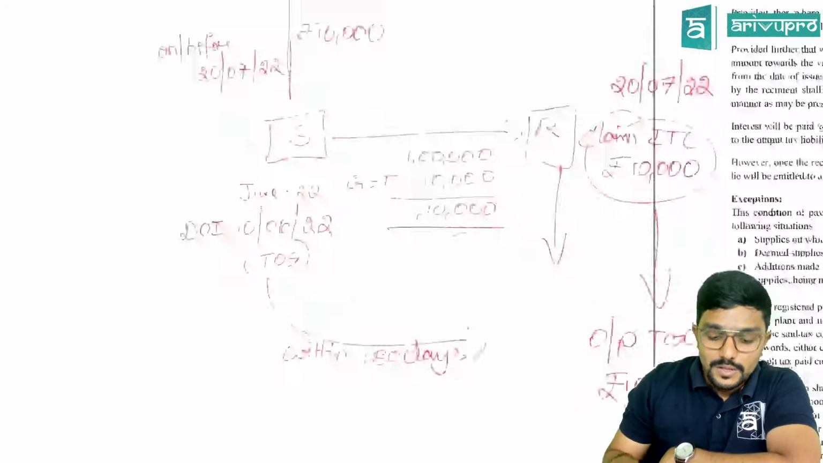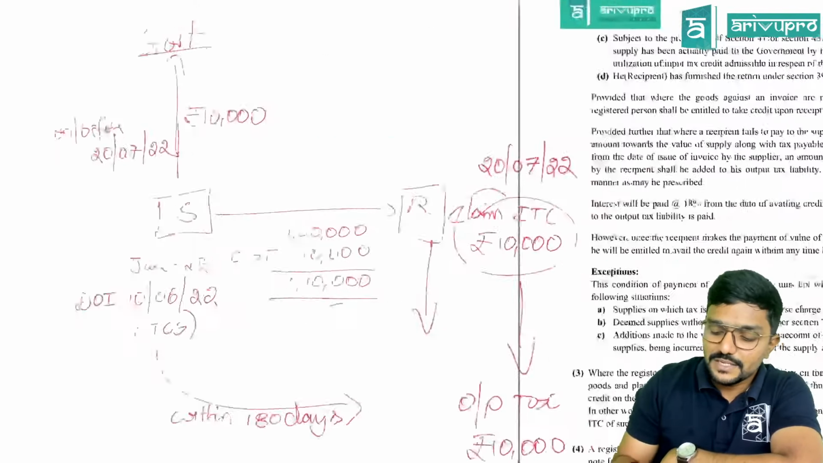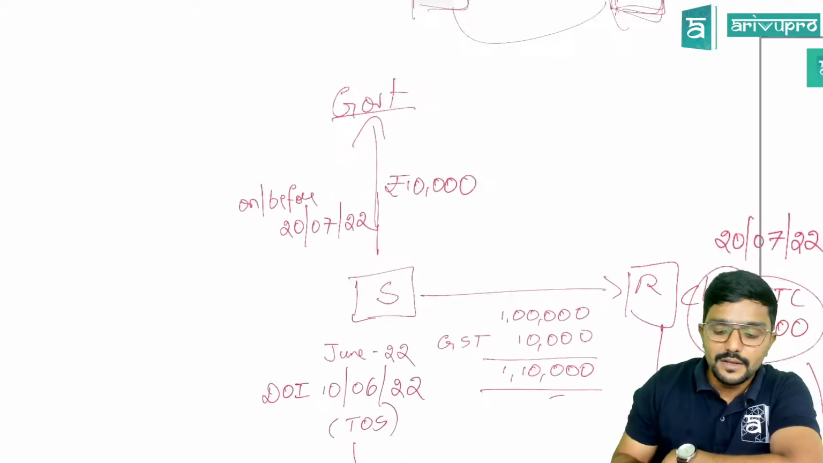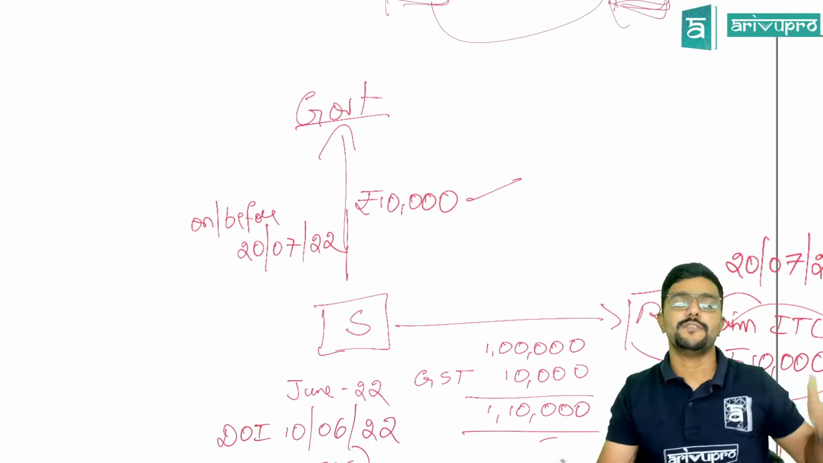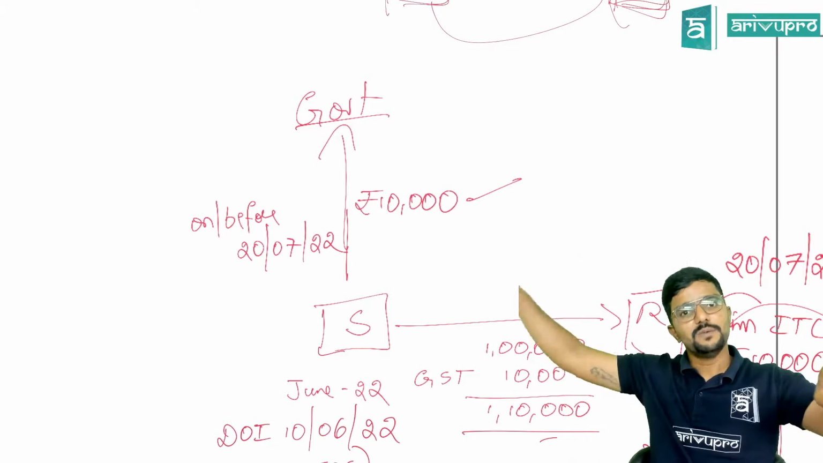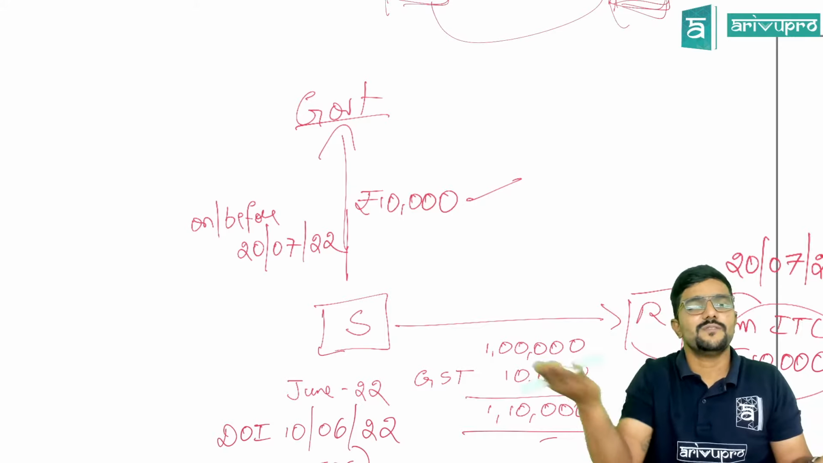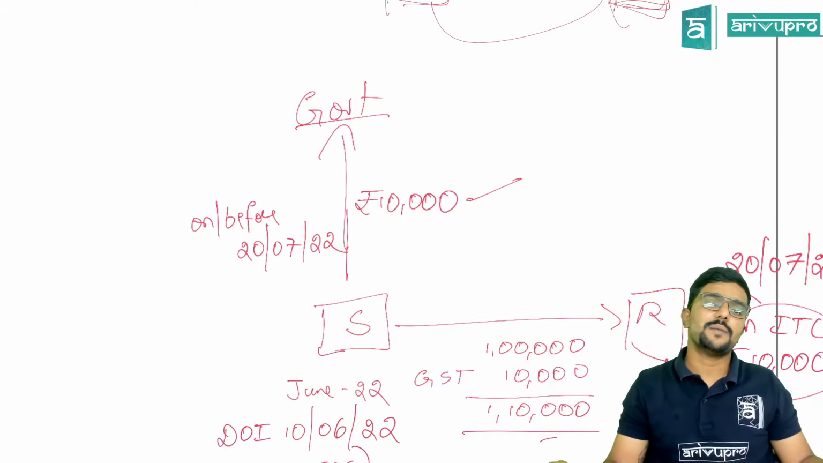Now, the supplier has already paid 10,000 to the government. So if this is added back to the output tax of the recipient, then what the supplier has already paid to the government, he will get a credit of it, because the government is now collecting it from the recipient. So the supplier is already suffering; within 180 days, he has not received payment. So it might be a case of bad debt. So what happens?